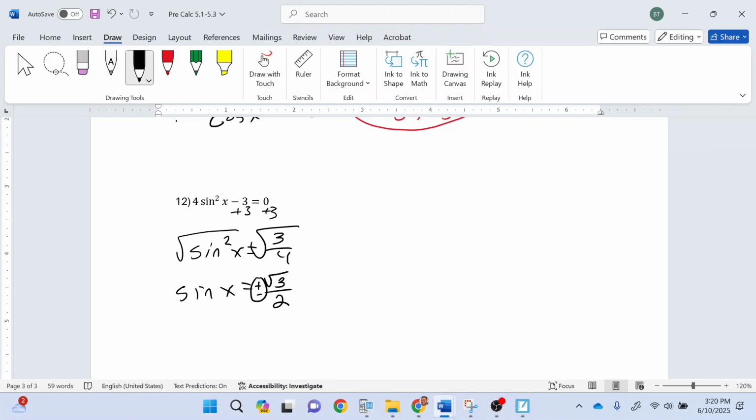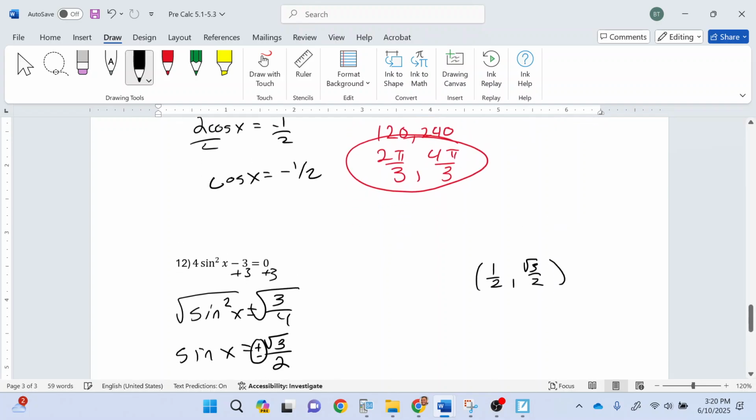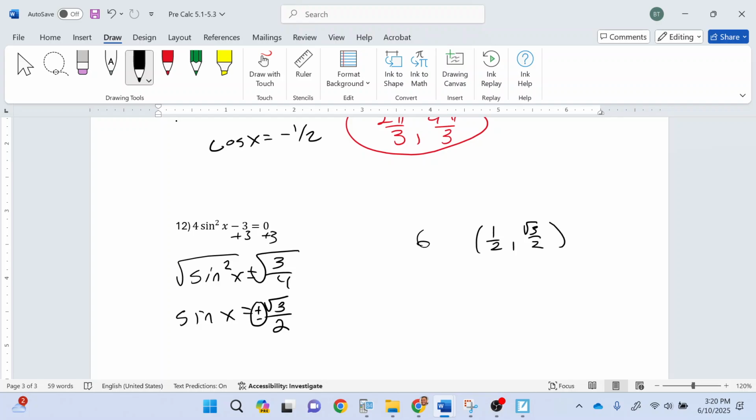So I need all the places where sine is root 3 over 2. That happens at 1 half, comma, root 3 over 2, or at the 60 degrees. So because that happens at the 60 degrees, and I have both positive and negative, it's at all 4 quadrants. So pi over 3, 2 pi over 3, 4 pi over 3, 5 pi over 3.